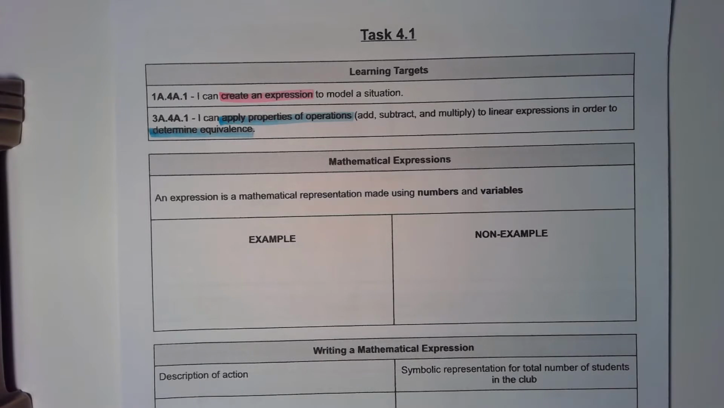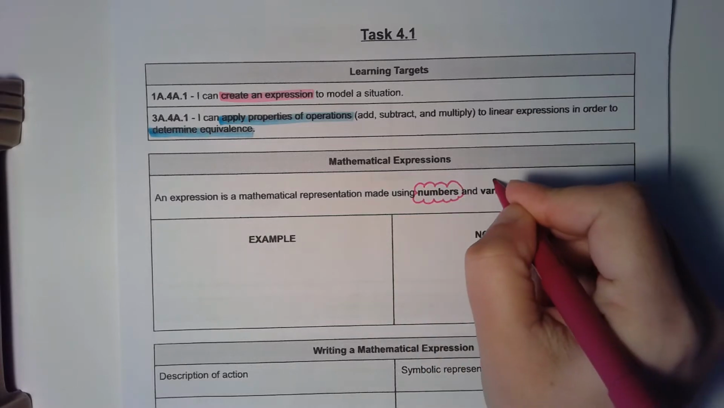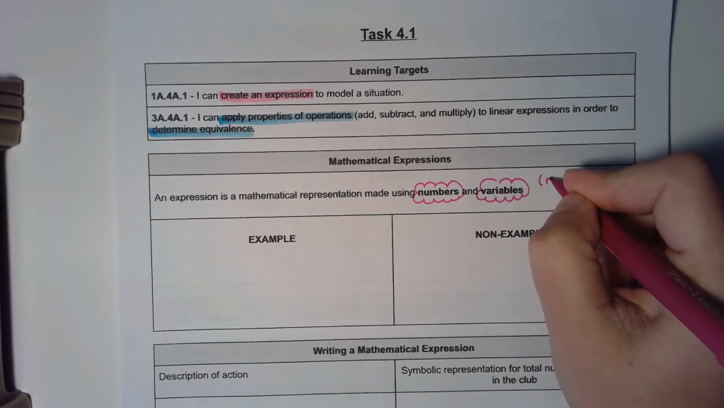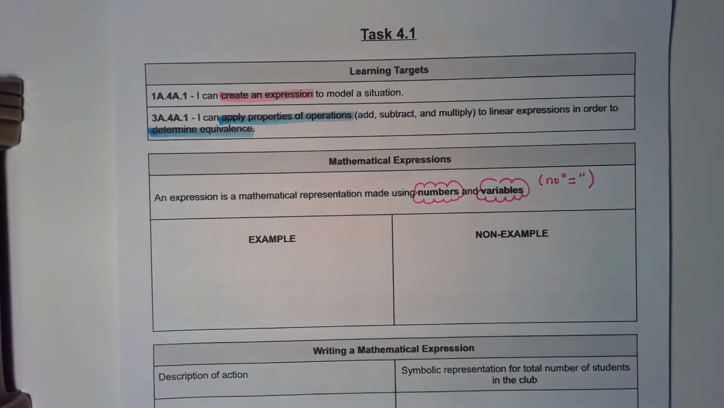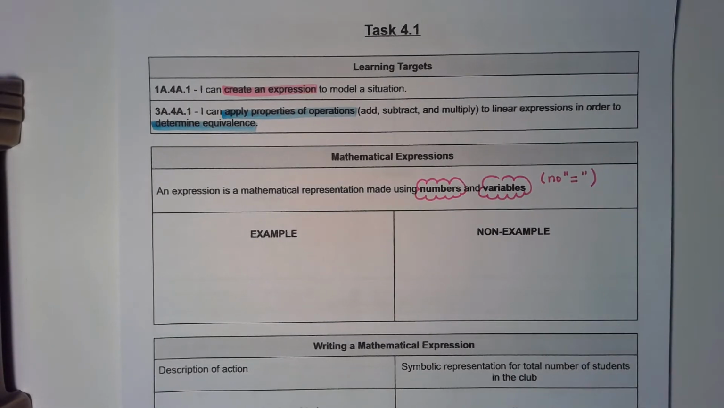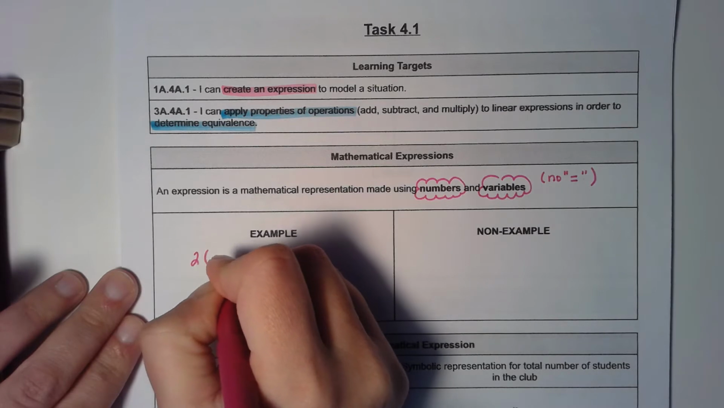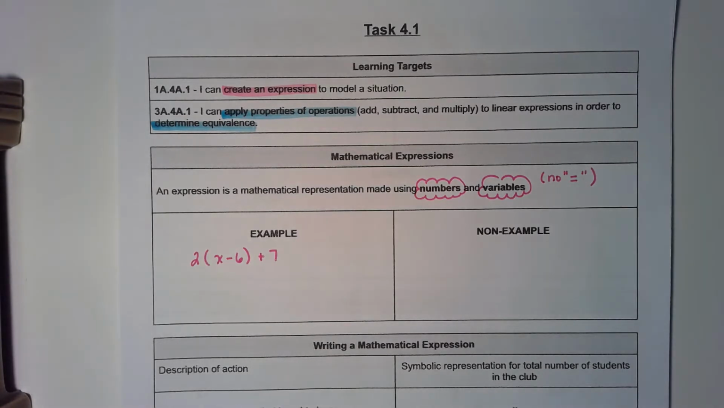A mathematical expression is a representation made using numbers and variables. One of the keys here is that a mathematical expression does not have an equal sign in it. If there is an equal sign, then we have an equation, and that's a different thing altogether. An example of a mathematical expression would be something like this: 2 parentheses x minus 6 plus 7. You can see here we've got numbers, variables, and symbols, and there's no equal sign.